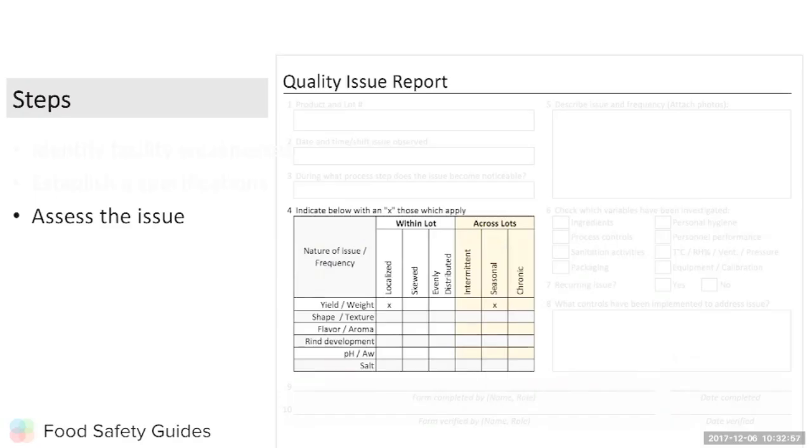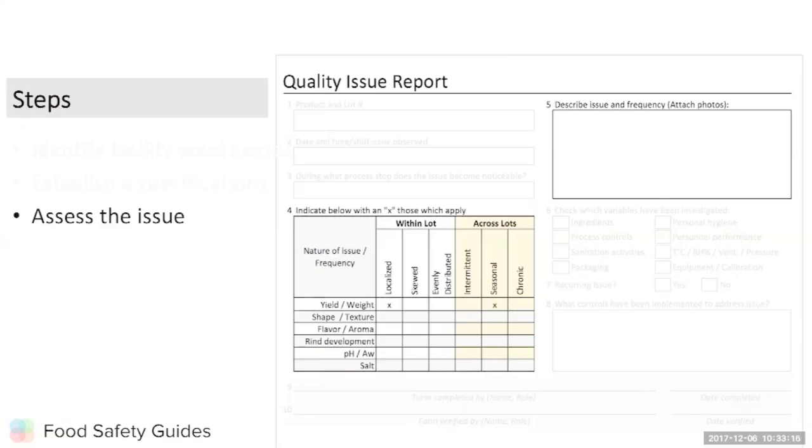Or is it a chronic problem, right? If it's a chronic problem, you probably don't have any time to write this down. You're calling for help. But this is a good way of essentially establishing a spec for your quality issues. Next is describing the issue and its frequency.